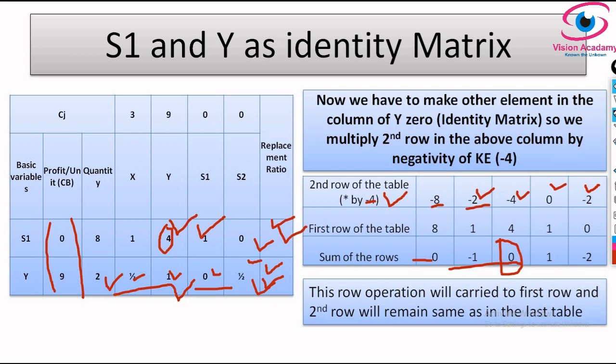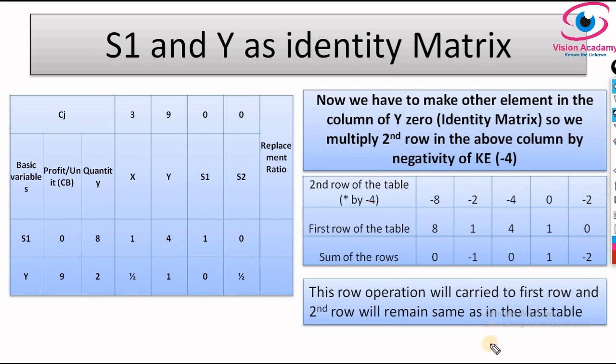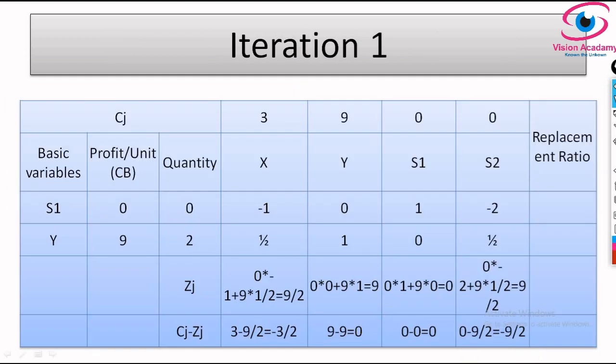The same thing I have done in the next table. Look here. For the first row I have considered the sum of the row operation that we obtained after multiplying by minus 4, and for the second row we have considered the row that we divided by the key element.